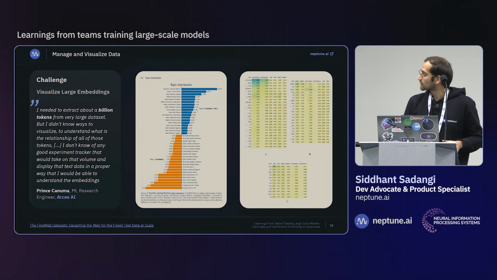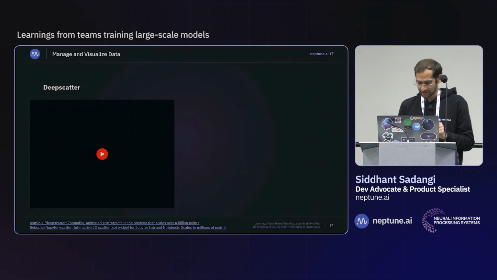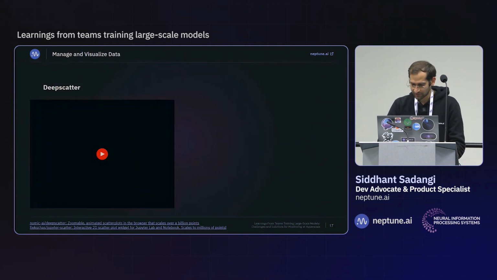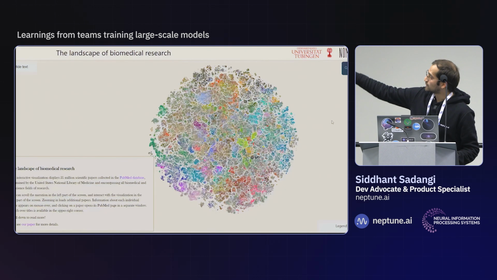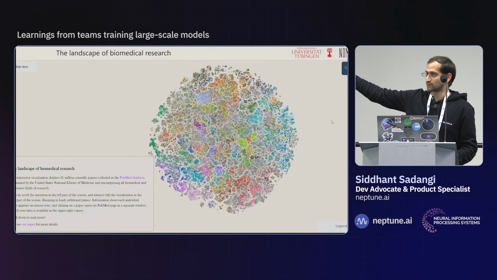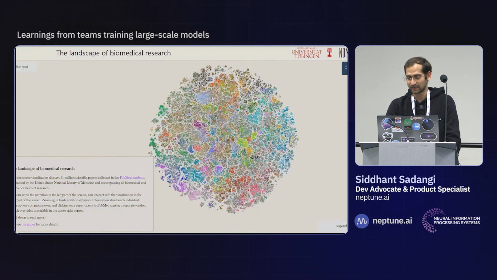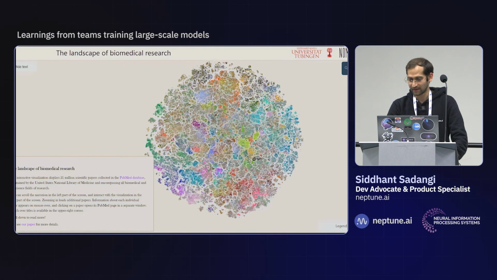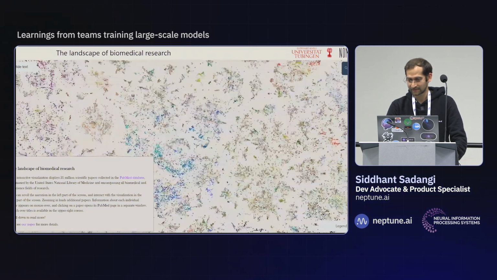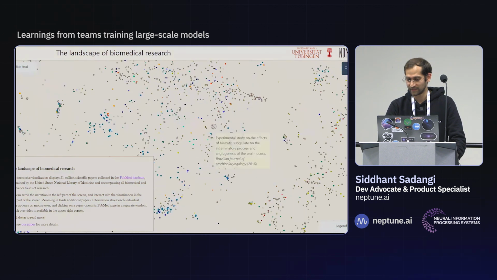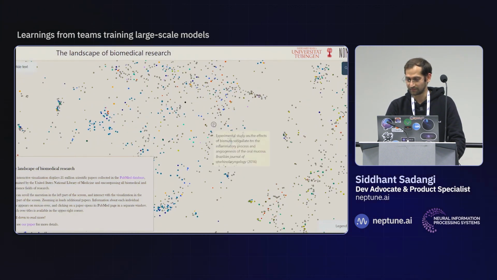Now, I came across two tools that handle this a bit better. So one is Deep Scatter. I had a video here, but I would rather just show it. You are seeing 20 billion biomedical extracts being visualized in the same cluster. So you can access each of them, and if I zoom in, you can access each individual paper, and clicking on them takes you to that relevant paper link.